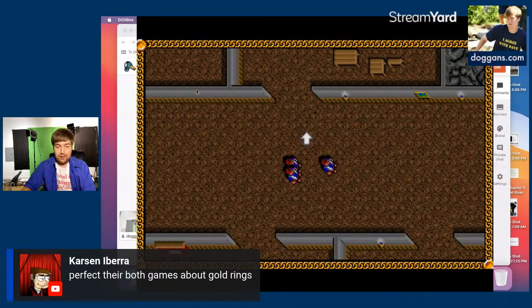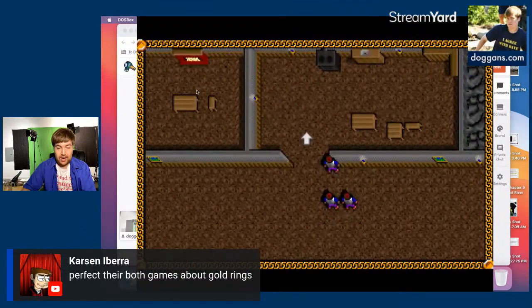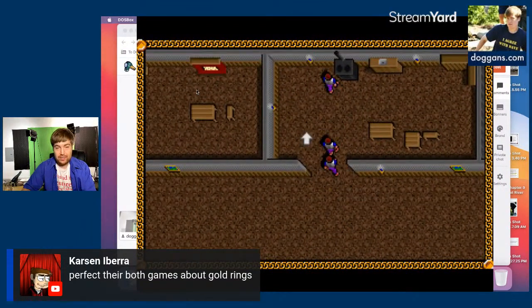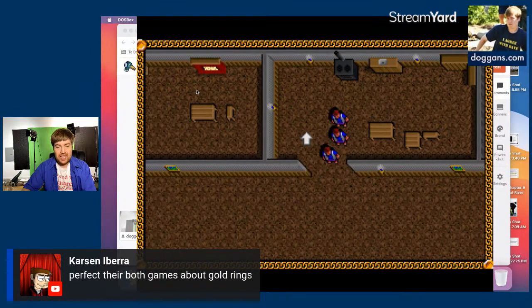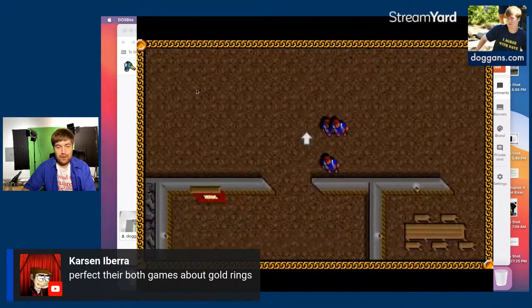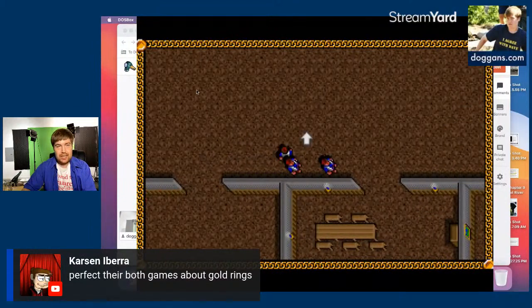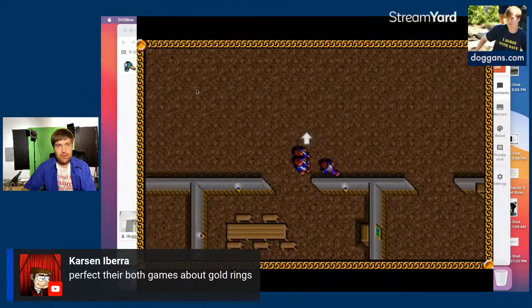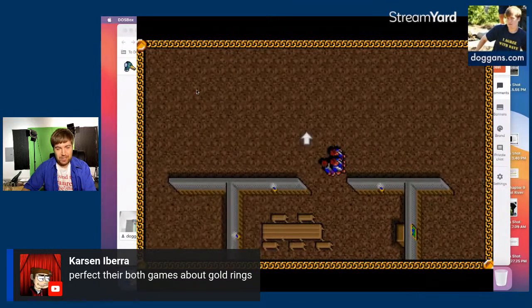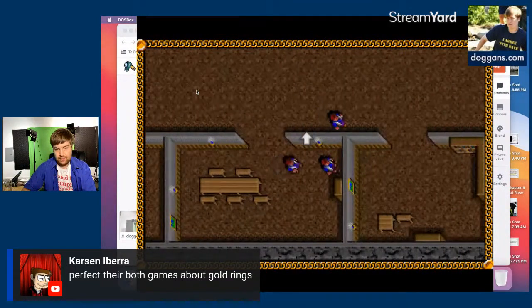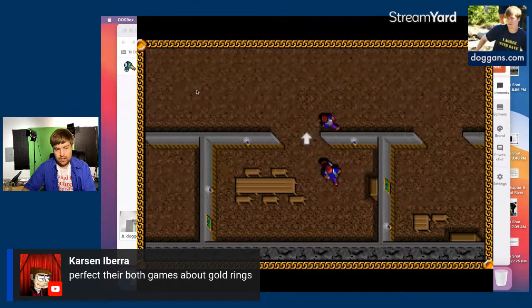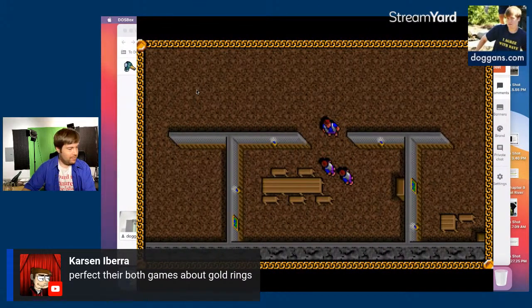Yeah, you know, one game hero is about destroying the ring, and the other is about accumulating as many as possible. Okay, this appears to be some sort of kitchen. The thing is, this very boxy top-down aesthetic does not really convey the coziness of Bag End particularly well. That's just a limitation of the graphics of the time.